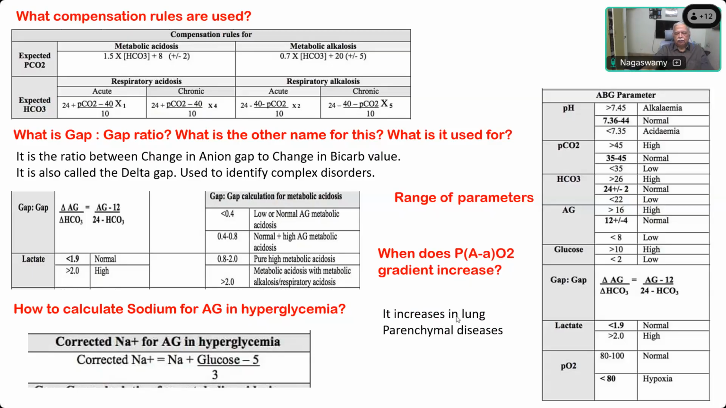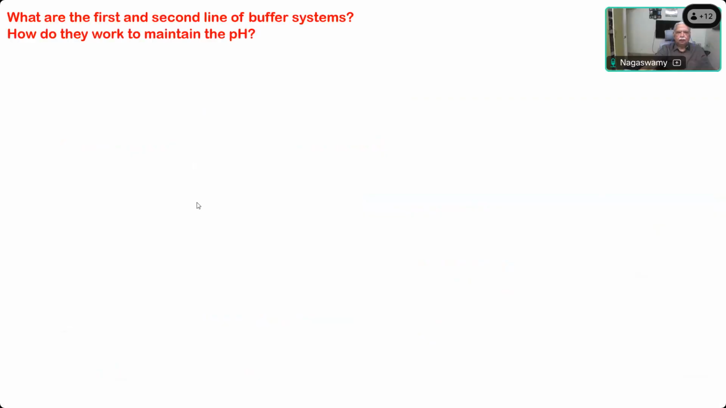But in parenchymal diseases, this will be grossly affected, and that can be detected only by which test? Which pulmonary function test will tell you this change in the A-a O2 gradient? DLCO, sir? DLCO or TLCO. Okay. That we will see when we cover the pulmonary function test.